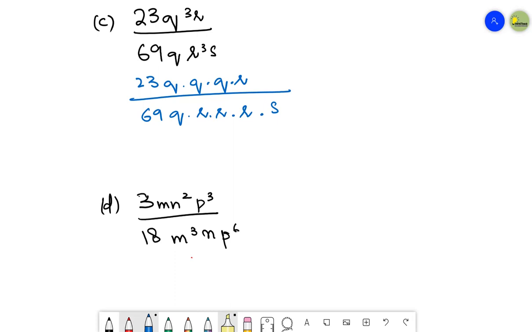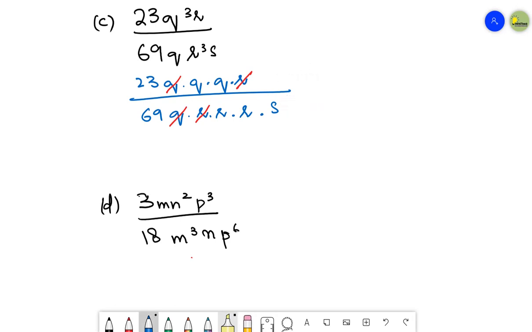Let's cancel the like variables. Q, Q. You don't have any Q in the denominator now, so you cannot cancel further Q's. This is R, this is R. Okay? Now there is no more R in the numerator, you cannot cancel further R. Now there is only one S in the denominator, and since you don't have any S in the numerator, you cannot cancel this particular variable S, right?